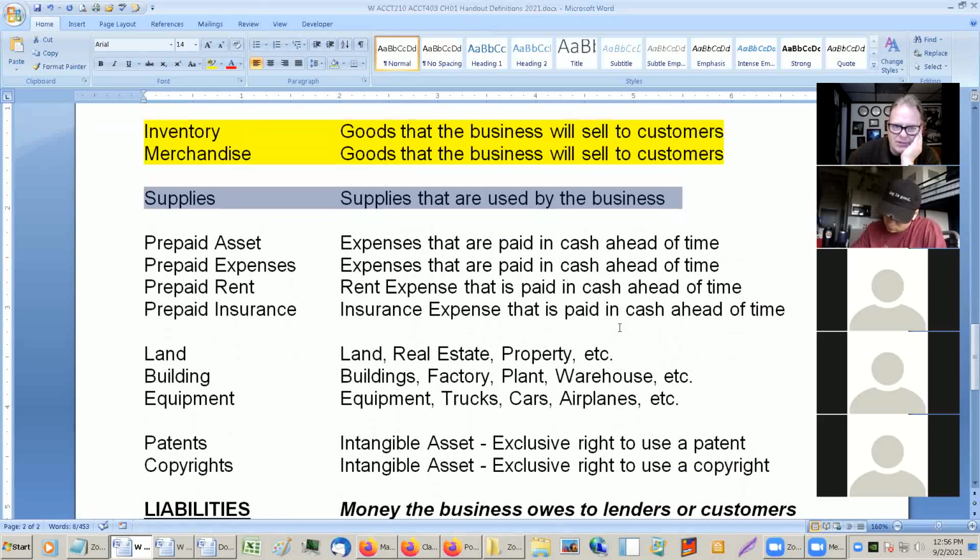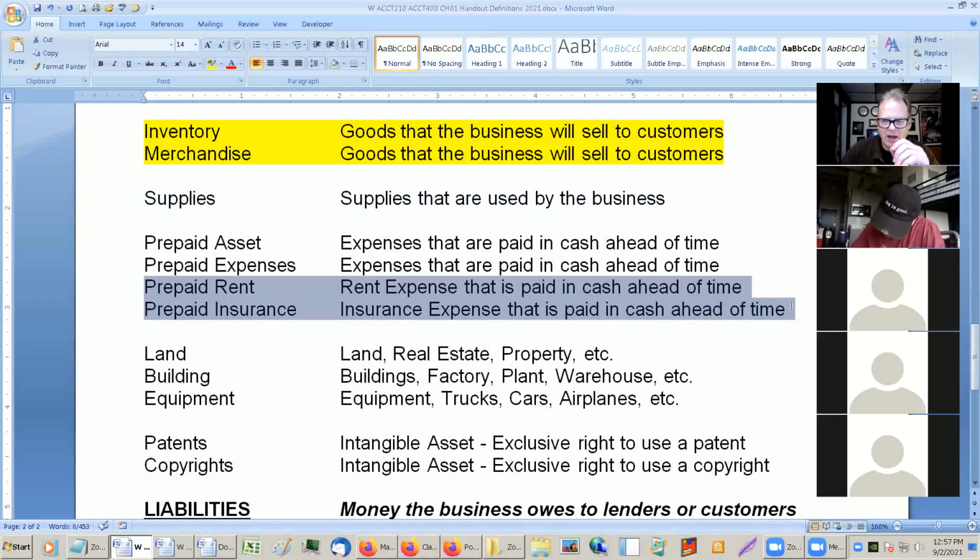Okay, wacky items. Not so wacky, but if you prepay something, if you pay something ahead of time, it's counted as an asset. So if you pay for something before you use it, it's considered an asset. The two most common things for that are rent and insurance. Generally, you have to pay rent ahead of time. So if you put a deposit down or whatever, and you pay rent ahead of time, we count that as an asset.